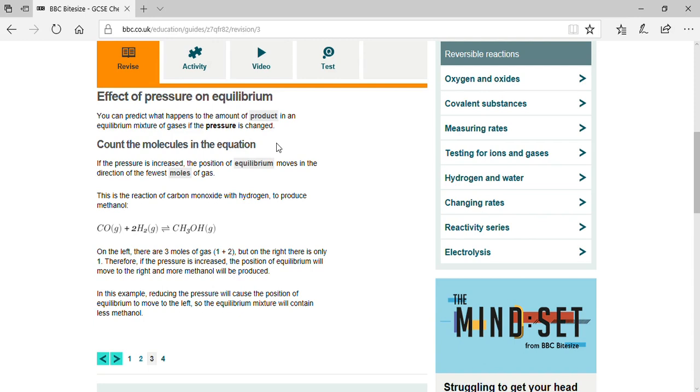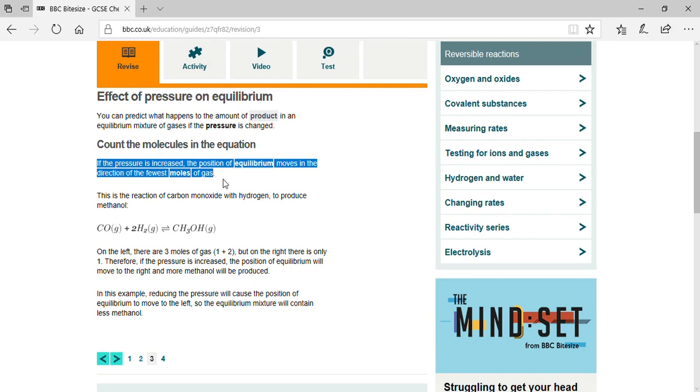So what will be the effect of pressure on product? You can see: count the molecules in the equation. If the pressure is increased, the position of equilibrium moves in the direction of the fewest moles of gas.